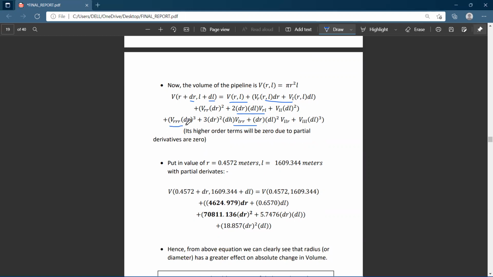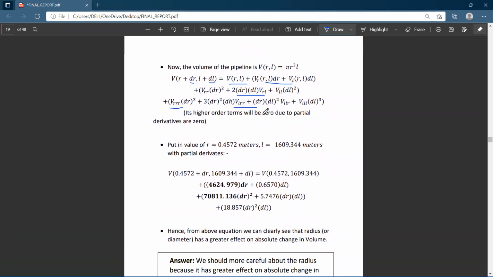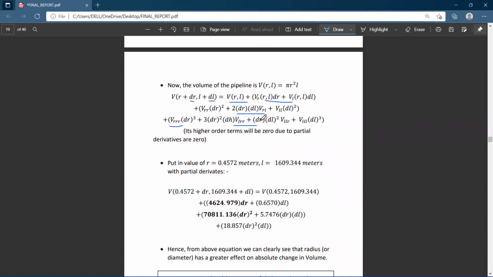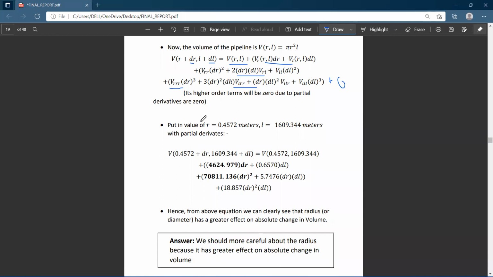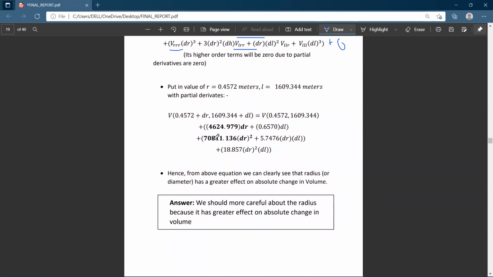Because the value of the third partial derivative of V with respect to r is constant or 0, higher order values will obviously be 0. So we do not need to find the terms of the Taylor formula beyond the third partial derivative, because after that they will always be 0. So put the values of r and l in this equation, and we will obtain this value, meaning this multiple of dl and dr.